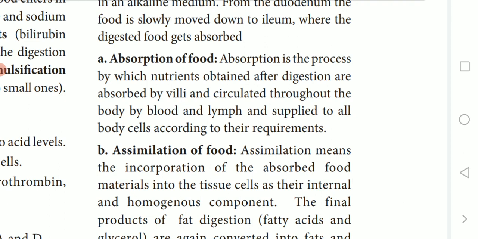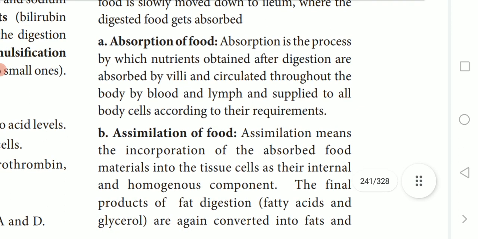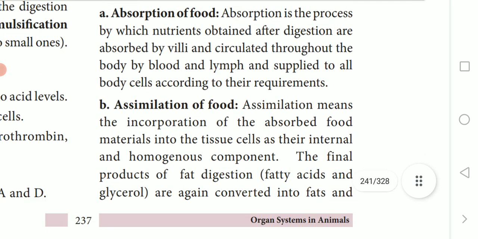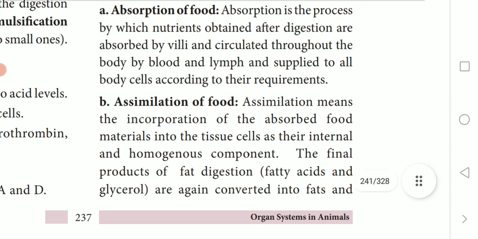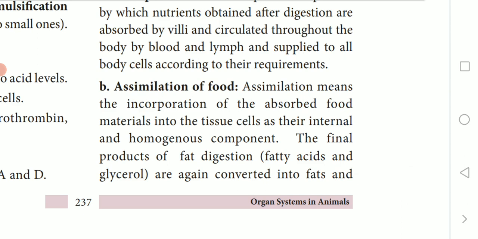The gland's upper surface bears the islets of Langerhans, which are endocrine cells and secrete hormones: alpha cells secrete glucagon and beta cells secrete insulin. So this is the information about the pancreas. The intestinal glands secrete intestinal juice called succus entericus. Underline it.